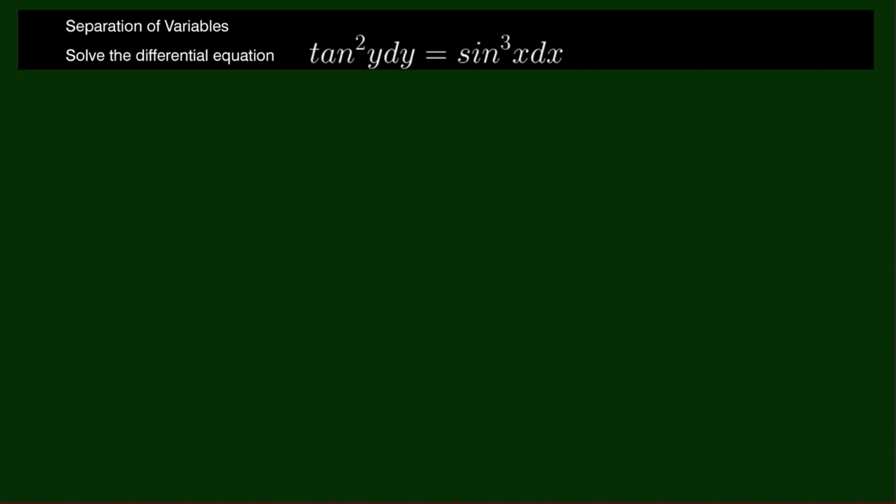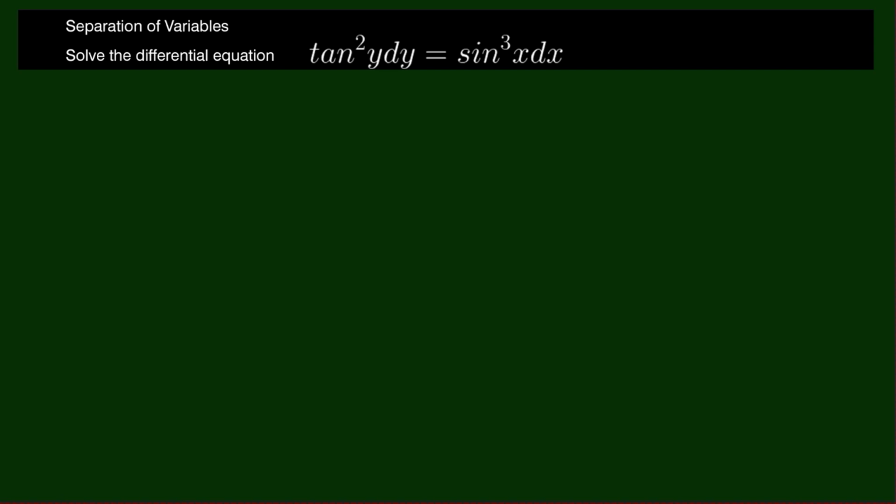Solve the differential equation tangent squared y dy equals sine cubed x dx. So still under the topic of separation of variables, but you can see in the equation that tangent squared of y is already the coefficient of dy and sine cubed of x is already the coefficient of dx. So we can directly solve this one by integration.